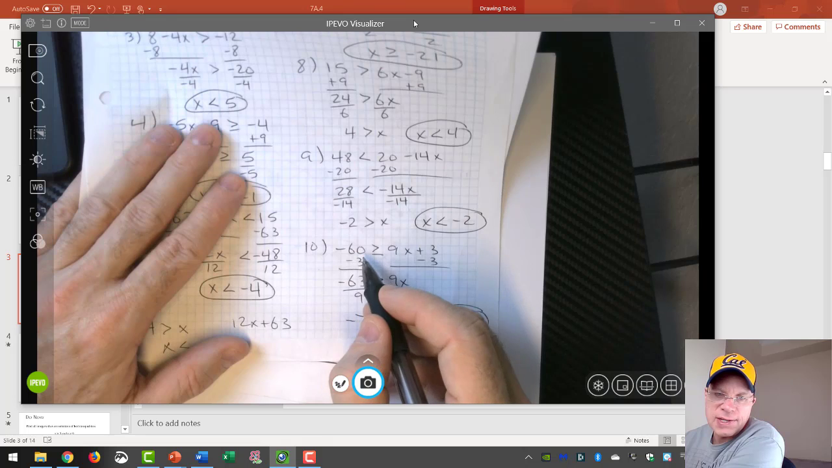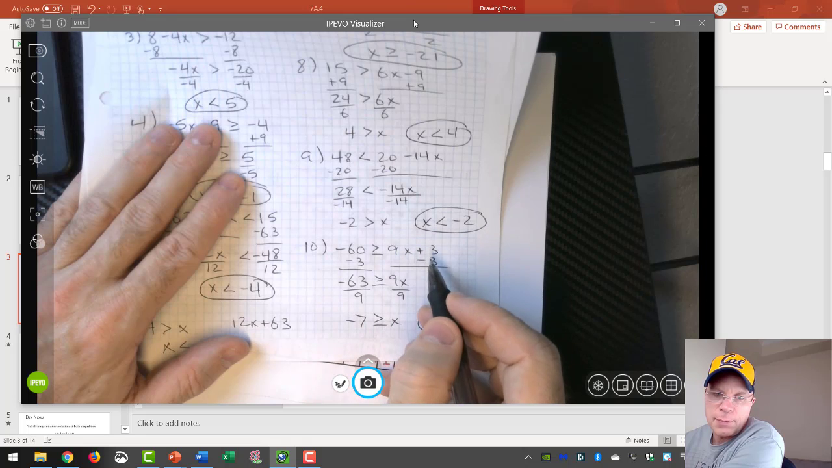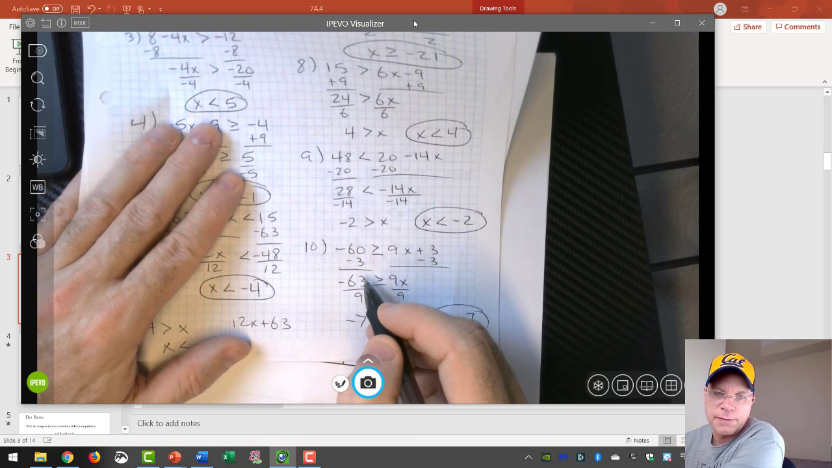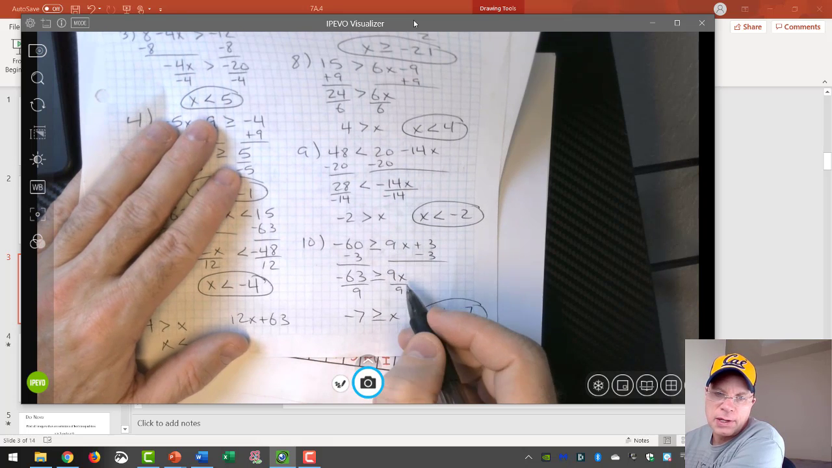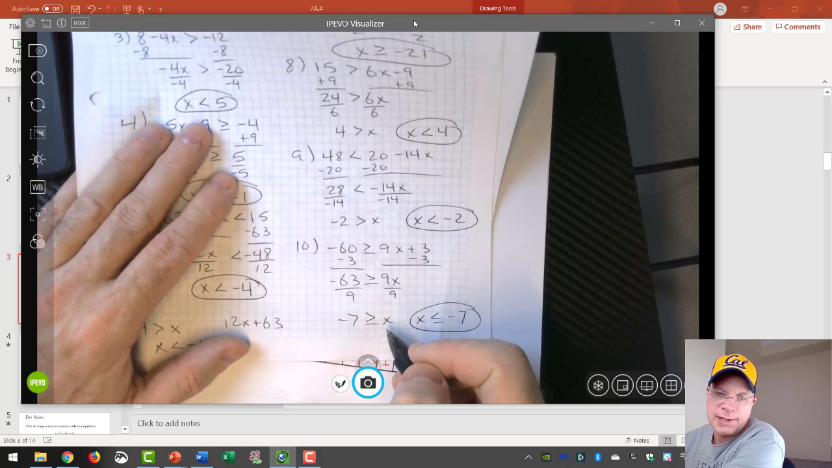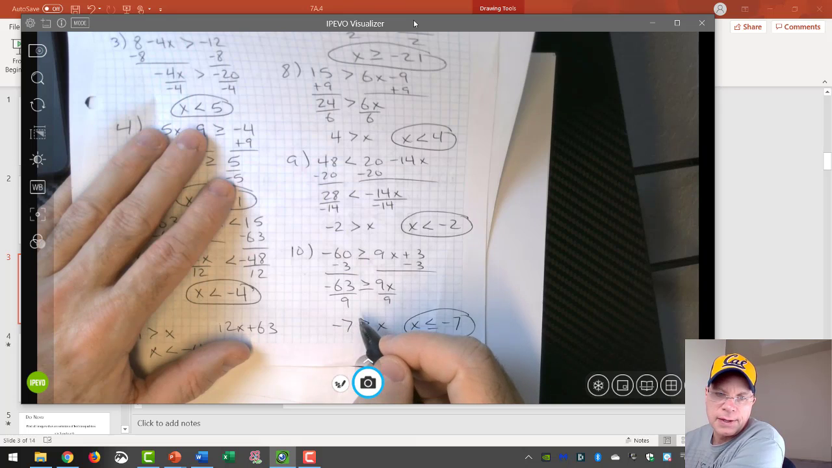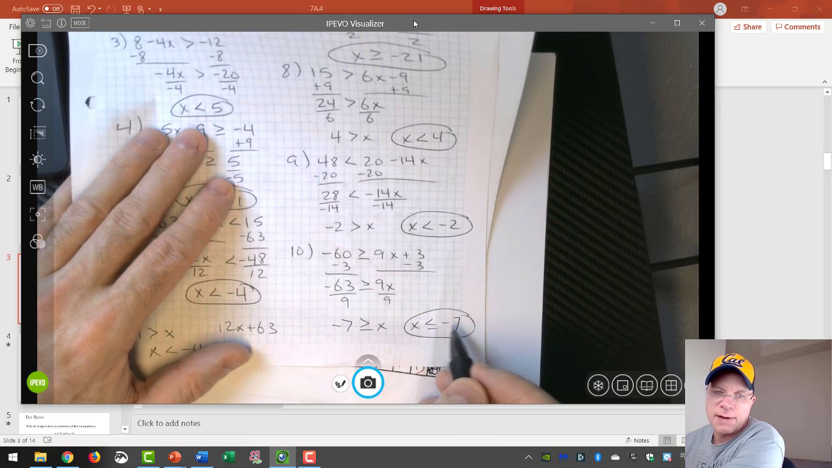Number 10, negative 60 is greater than or equal to 9x plus 3. Focus on the side with the variable. Subtract 3 from the constant term to make it 0. Subtract 3 from the other side of the equation because of property of equality. Negative 60 minus 3 is the same as negative 60 plus negative 3, which is negative 63. On the right side, we just have the variable term 9x. When we divide that by 9, we get 1x. 1x is x. And on the left side, when we do negative 63 divided by 9, we get negative 7. I was dividing by a positive, so I do not need to reverse the inequality symbol. When I read it from the x, it says x is less than or equal to negative 7.